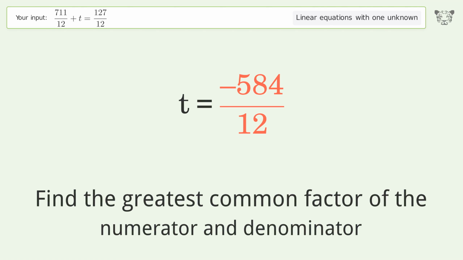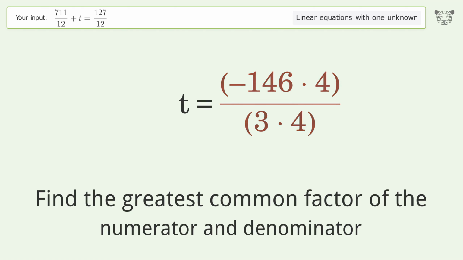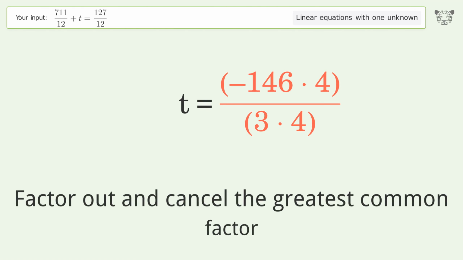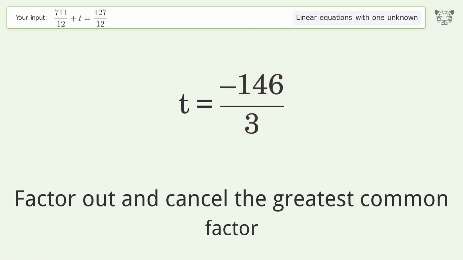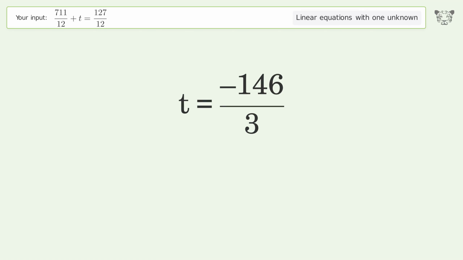Find the greatest common factor of the numerator and denominator. Factor out and cancel the greatest common factor. And so the final result is t equals negative 146/3.